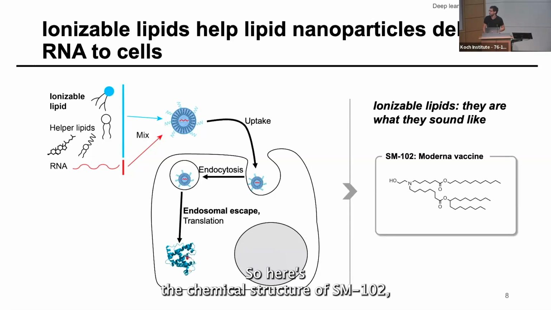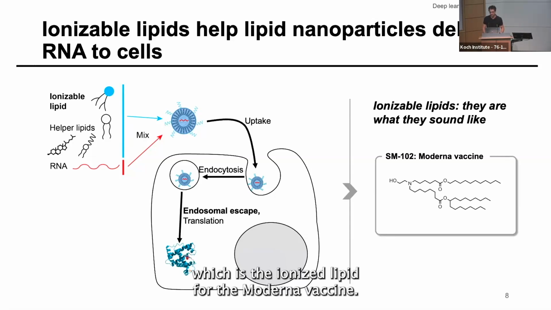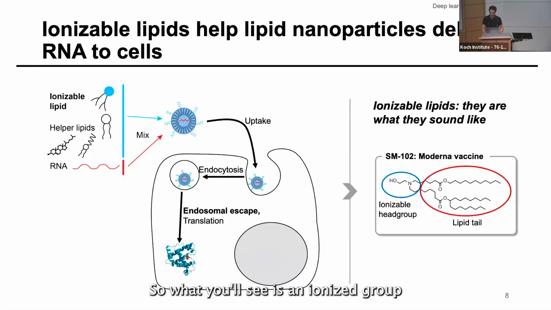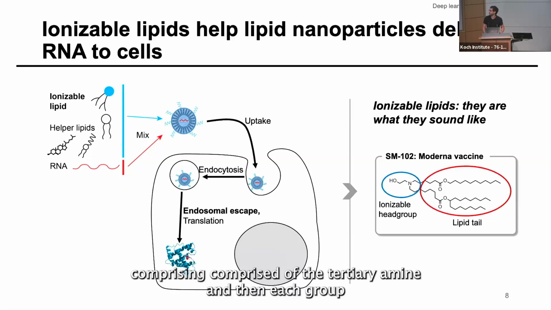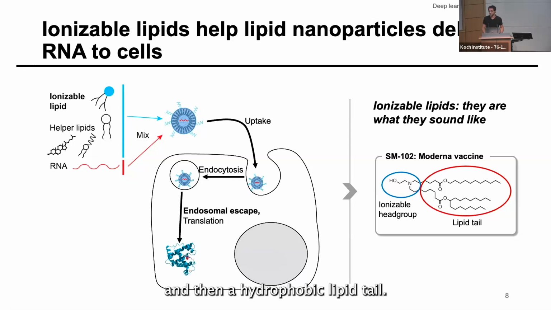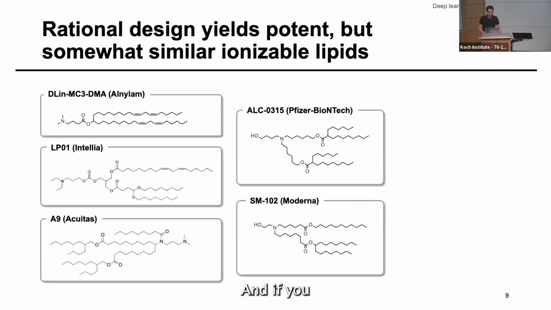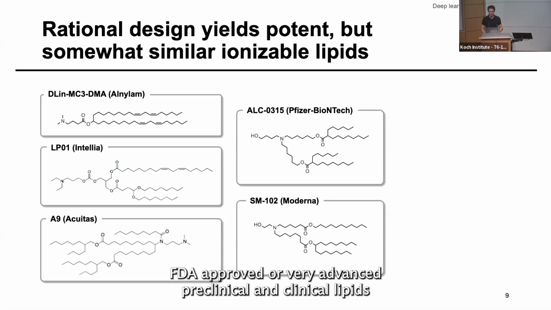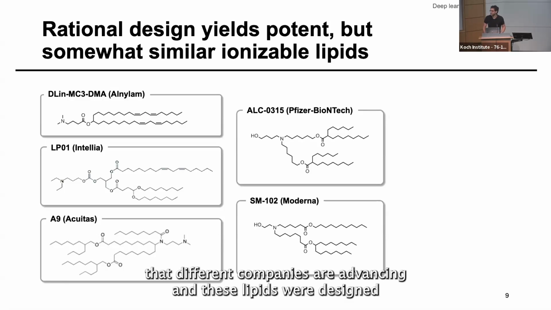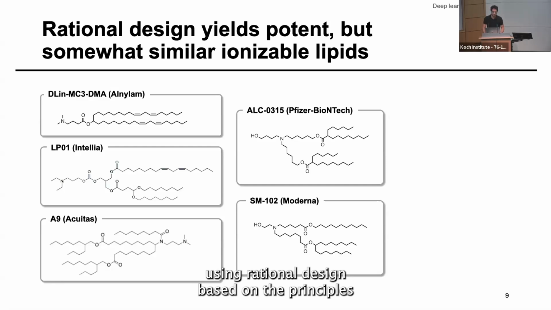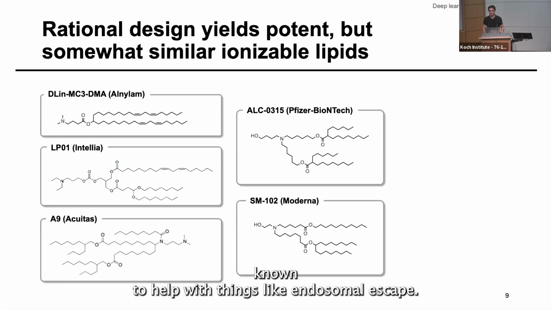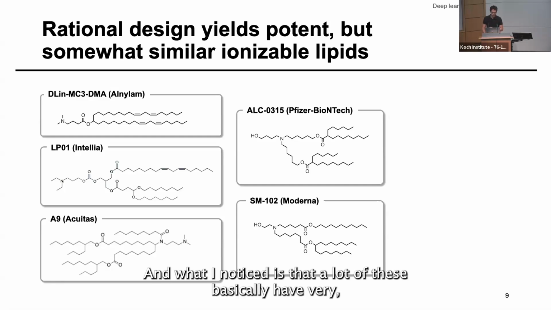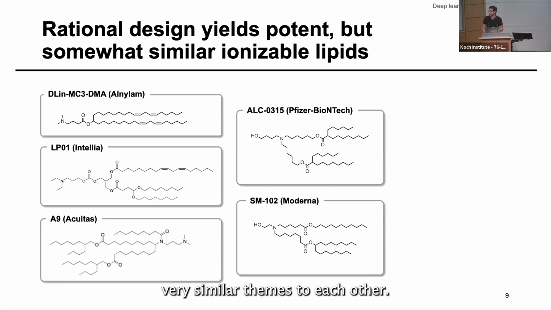Here's the chemical structure of SM-102, which is the ionizable lipid for the Moderna vaccine. What you'll see is an ionizable head group comprised of the tertiary amine and an OH group, and then a hydrophobic lipid tail. I was really interested in taking a look at a lot of these either FDA approved or very advanced preclinical or clinical lipids that different companies are advancing. And these lipids were designed using rational design based on the principles known to help with things like endosomal escape. And what I noticed is that a lot of these basically have very, very similar themes to each other.